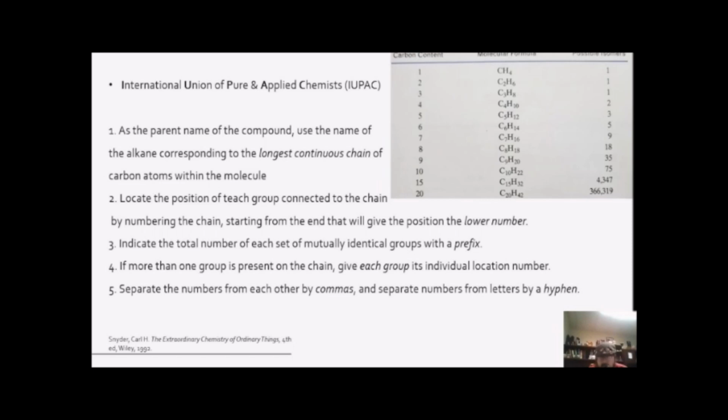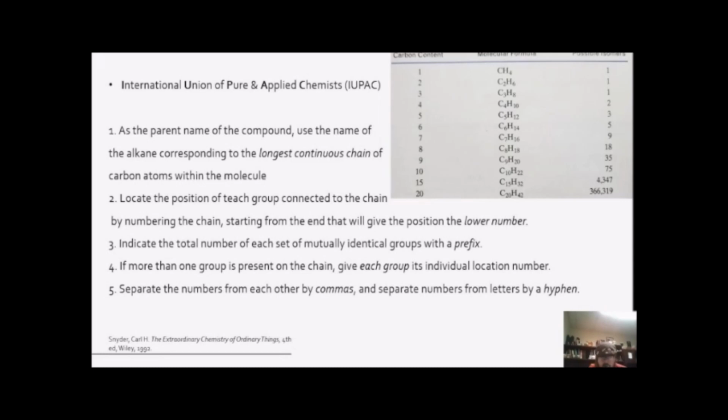C15, there's 4,000 different isomers. C20, there's 366,000 isomers. And so we need a better way to name them. So in 1892, they had a convention in Geneva, Switzerland of the International Union of Pure and Applied Chemists to come up with a better naming system for organic chemistry. They came up with a system called the IUPAC naming system that we still use today. While this is not the complete rules, this is simple enough for our purposes.